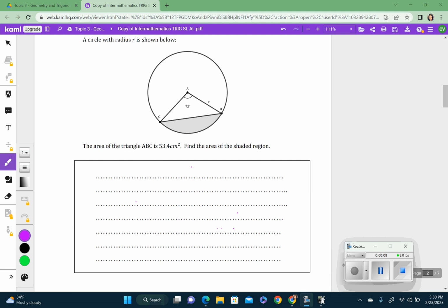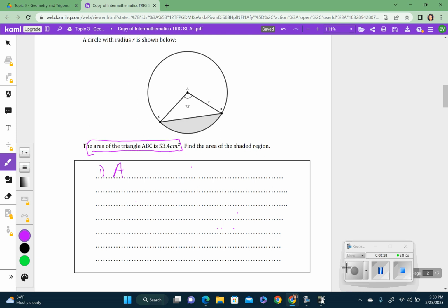The first question was one that a lot of people either skipped, didn't attempt, or did one part and then stopped. So definitely want to spend a little bit of time on this question. The first thing that's given is that the area of triangle ABC is 53.4. So that's the area of this triangle right here.